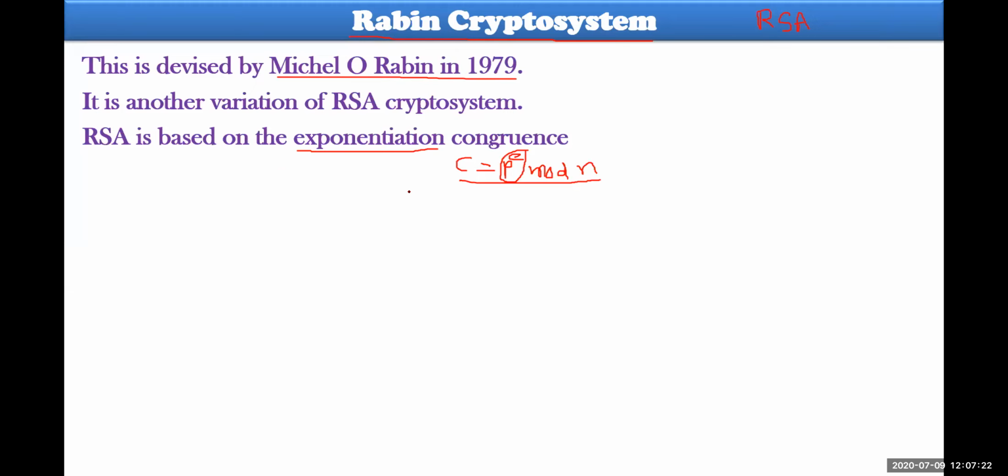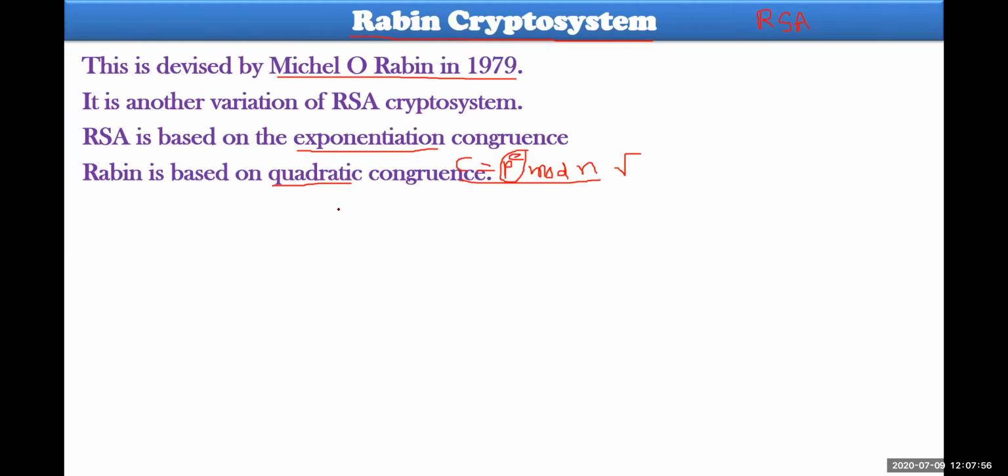Whereas Rabin is based on quadratic. I hope everybody understands what quadratic is. Quadratic in the sense of square root, where the outputs come as plus or minus. So here we take the square root, in terms of congruences, in this Rabin crypto system. That is the basic difference between these two.